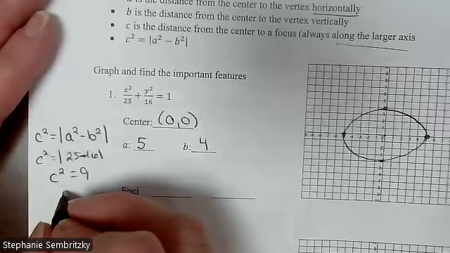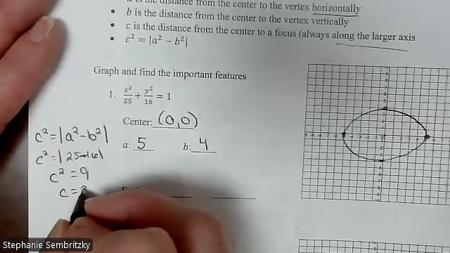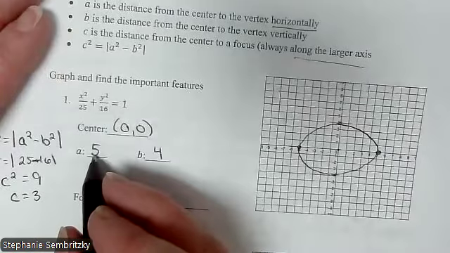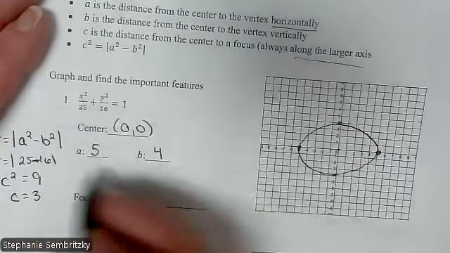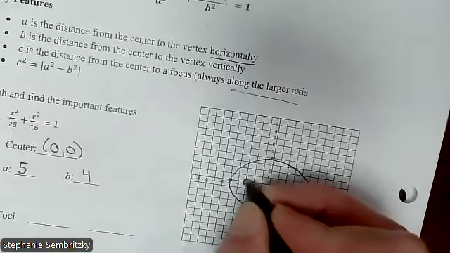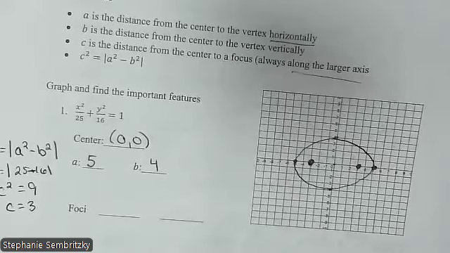That means my c, my distance from the center to the focal point, is 3 steps. So I'm going to go 3 steps horizontally since I'm longer horizontally. So I'm going to go 1, 2, 3, and 1, 2, 3. Now, something kind of interesting about focal points, there's a reason why the Oval Office is oval.